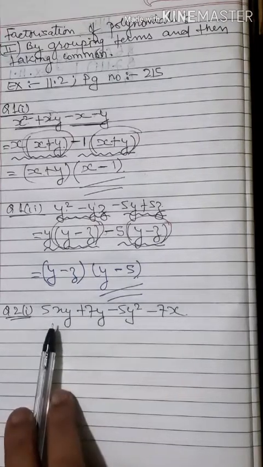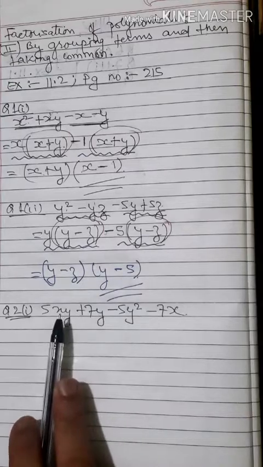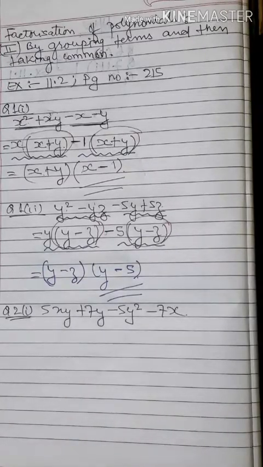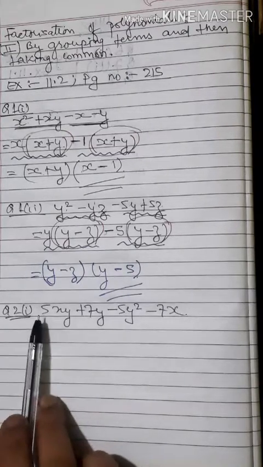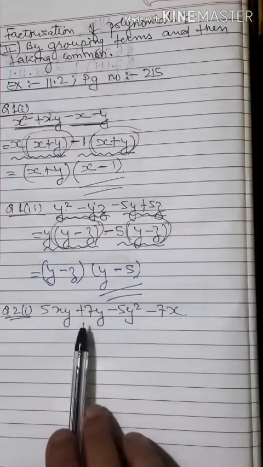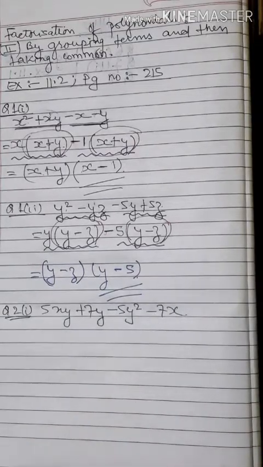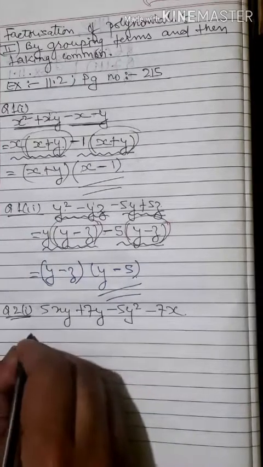We need to group. Now in this question we have to rearrange the terms. We'll rearrange the terms in such a way so that it will become easy for us to take the common. So we'll try to keep the 5 and the 5 together so that we can take the 5 common, and we can keep the y and the 7 and the 7 together so that we can take the 7 common. So let us keep the 5s together and the 7s together. So what does that mean?